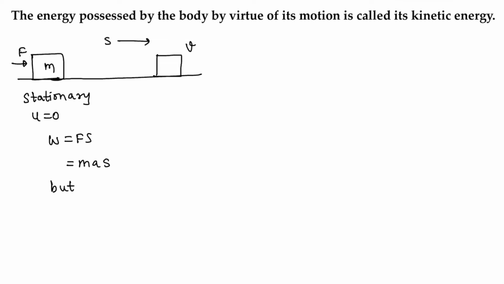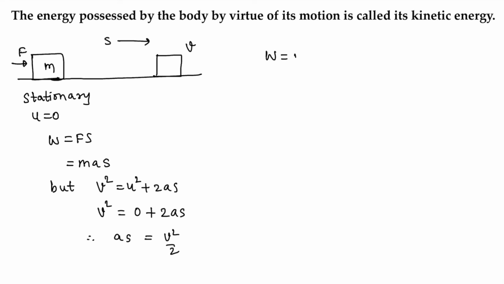But we also know that v square is equal to u square plus 2as. So here we can say v square is equal to 0, since initial velocity is 0, plus 2as. And from here if I make as the subject, we get v square upon 2. Substituting this value of as in the formula of W, that is mass times as, we get mass times v square upon 2, that is half m v square. So the work done here is half mv square.